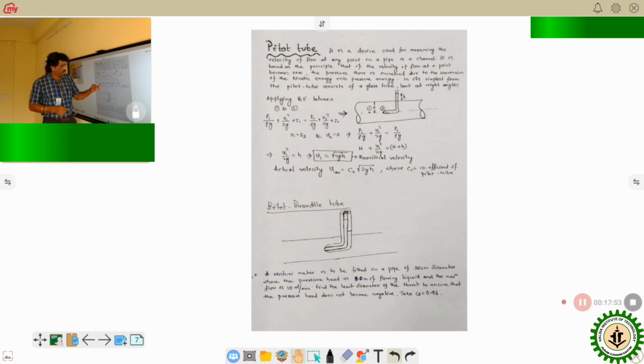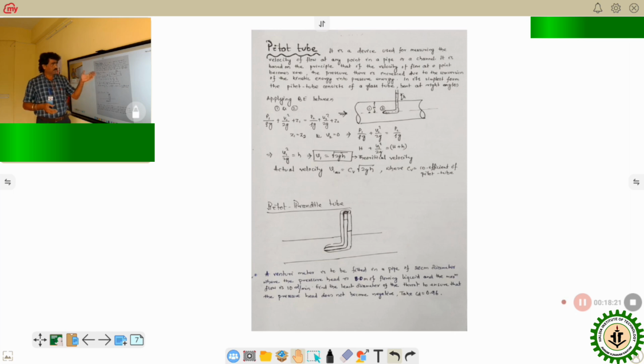So V1 is equal to root over of 2gh. These are theoretical values. If some losses are there, then the coefficient of velocity comes into the picture. That is, V1 actual is equal to Cv into root over of 2gh. This velocity measuring device is very simple, but here you can easily see the kinetic energy part, which is 0 here. Initially it is available here, and now it is converted to pressure head.